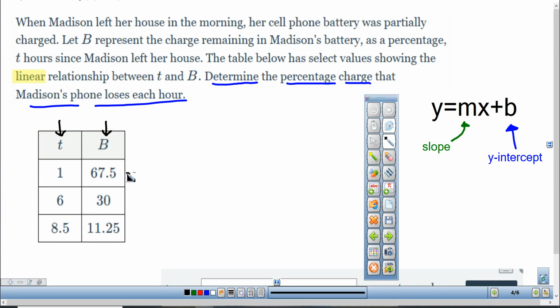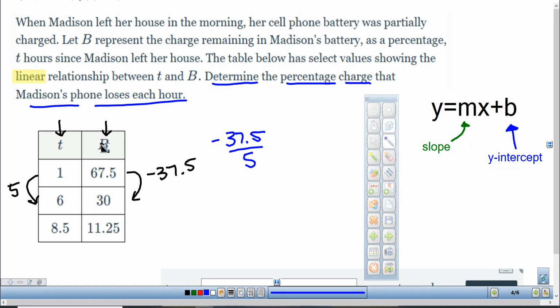So if I was at 67.5% on my battery, and now it's at 30% on my battery, then we have dropped 37.5% on the battery. But that didn't happen in 1 hour. It didn't happen in 2 hours. It happened in 5 hours. So if it was 37.5% and we're doing that over 5 hours, we go back to where we find our slope, right? You do 37.5 and you divide it by 5. It's the change in the y value divided by the change in the x value.